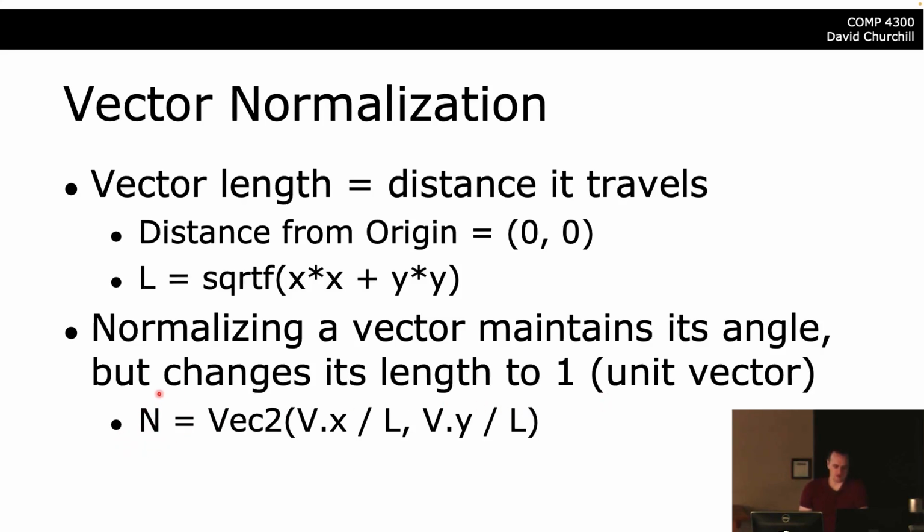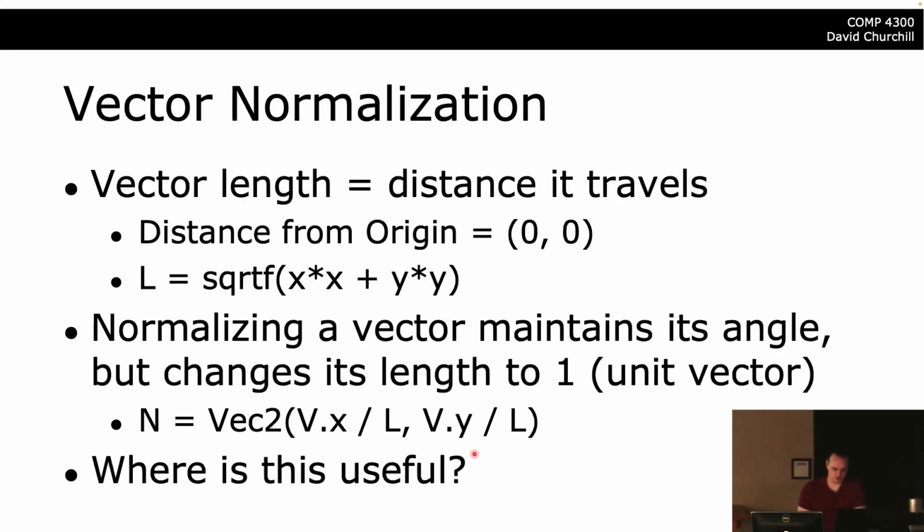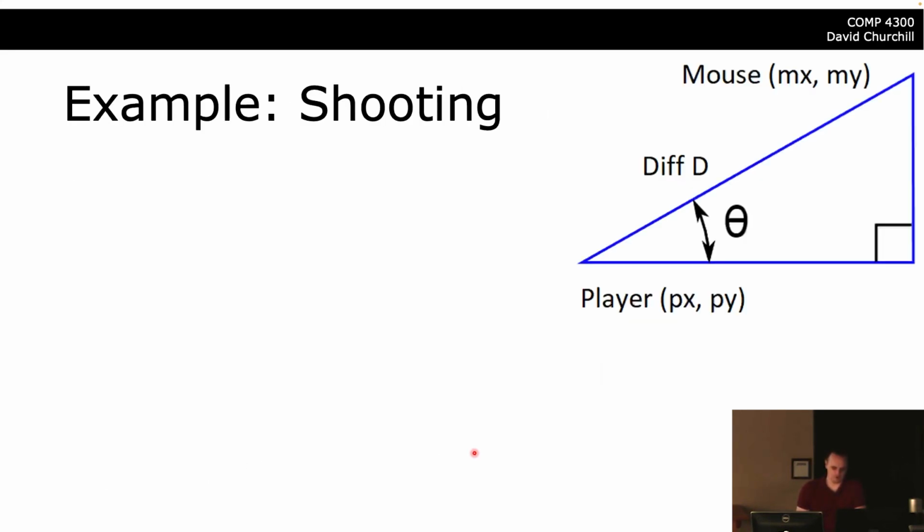And so the normal vector, if we want to normalize a vector, we take our vec2, we take the x and divide it by L, and we take the y and we divide it by L. So we just calculate the length of the vector and divide each of the components by L. Where is that useful? Let's have another example.